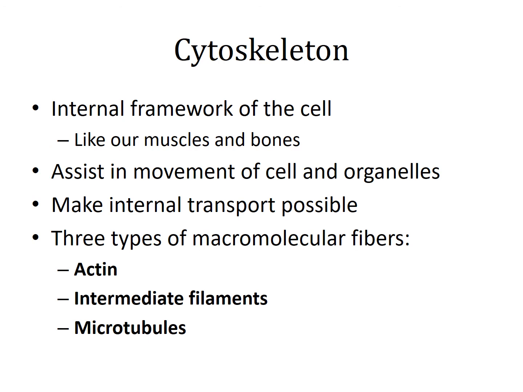So another component that's pretty important for the cell is the cytoskeleton. That is the internal framework of the cell, and it really helps to do a ton of different things inside of a cell. There are three types of cytoskeletal elements that we discuss. There's actin, which is the smallest, intermediate filaments, which are the mid-size, and then there are microtubules.